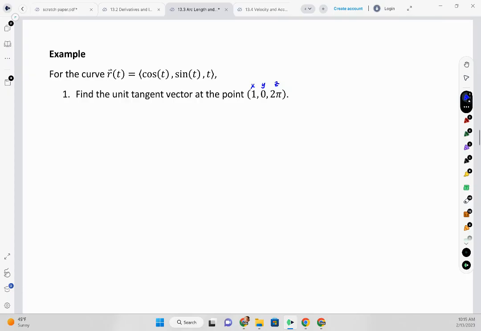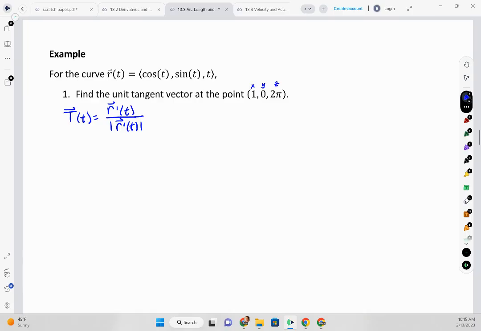If I was to find a unit tangent vector, I have to first remember what a unit tangent vector is. It's T of t is equal to r prime of t over the magnitude of r prime of t. So it's a tangent vector just made into a unit vector. That's it. Now, if I want to find the unit tangent vector at a point, I need to know the t value.